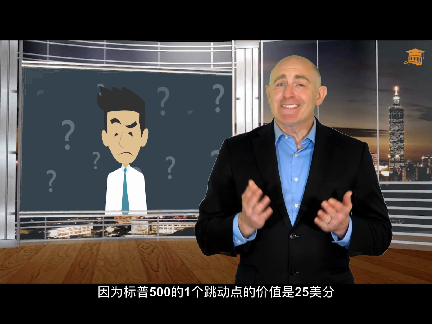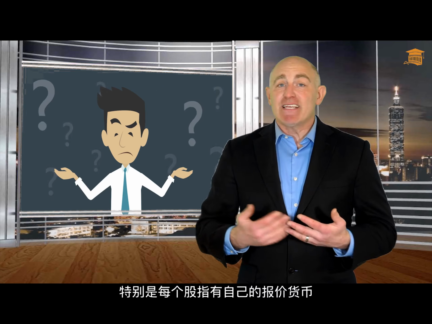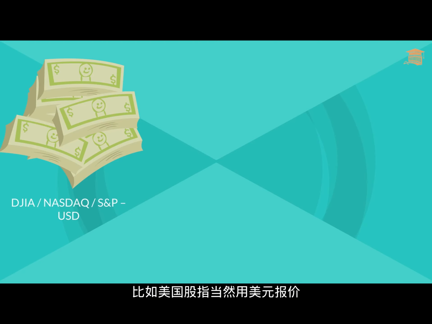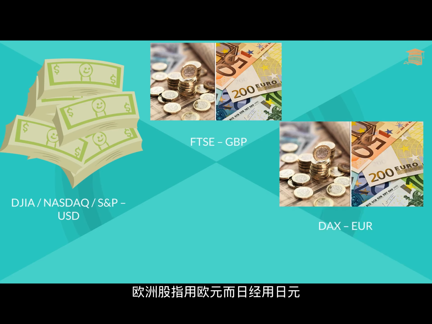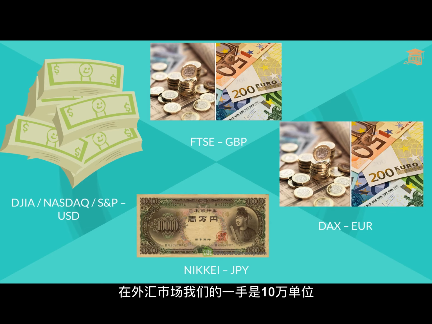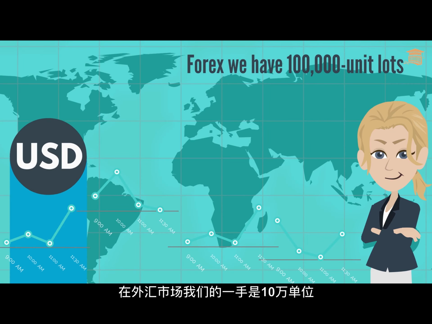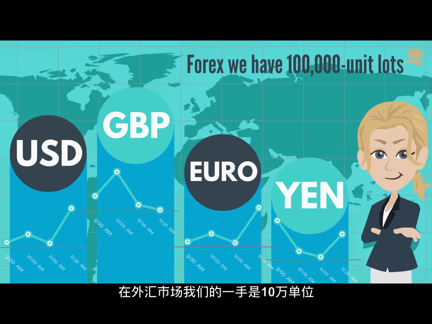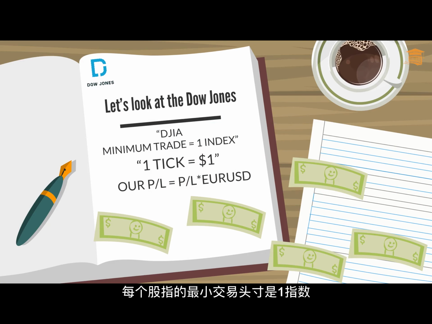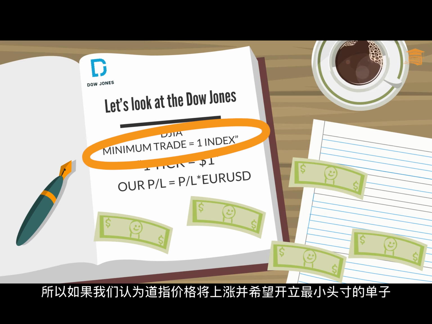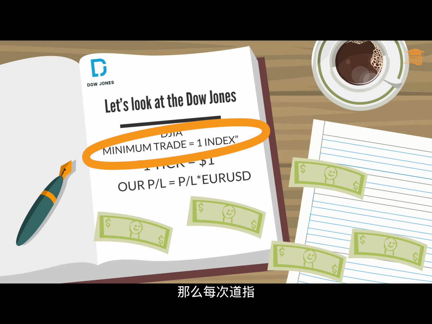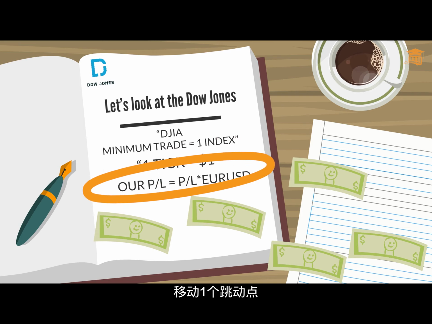Calculating the value of a tick is complicated, especially since each index has its own currency. The US indices obviously use the US dollar. The FTSE uses the British pound. The European indices use the euro, and the Nikkei uses the yen, and so on. Now, whereas in Forex we have 100,000 unit lots, in indexes our contract size is measured in indexes. So let's look at the Dow Jones. The minimum trade size for each stock index is 1 index. So if we believe the Dow is going to increase in value and we want to open the minimum size, then every time the Dow moves 1 tick, we'll gain or lose a US dollar.